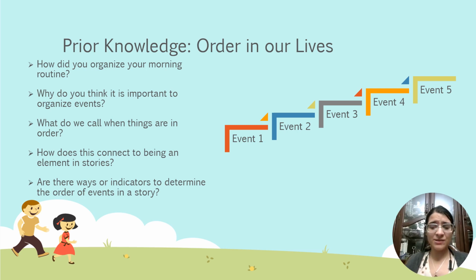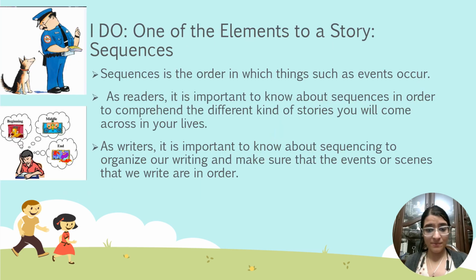Now, let's dive right into the lesson. Now, one of the elements to a story is sequences. What is sequences? Sequences is the order in which things such as events occur. As readers, it is important to know about sequences in order to comprehend the different kinds of stories we will come across in our lives. As writers, it is important to know about sequencing to organize our writing and make sure that the events or scenes that we write are in order.